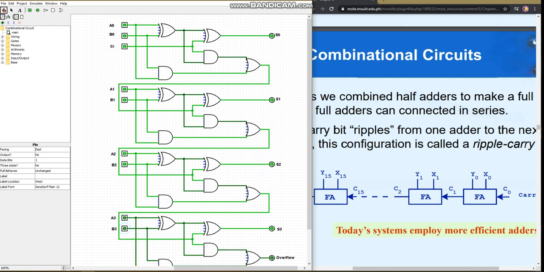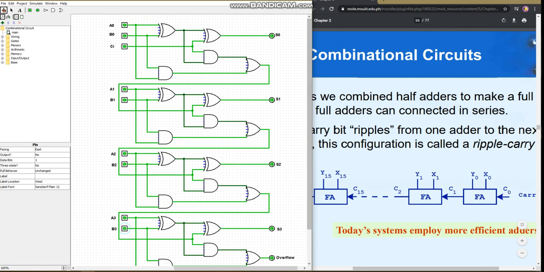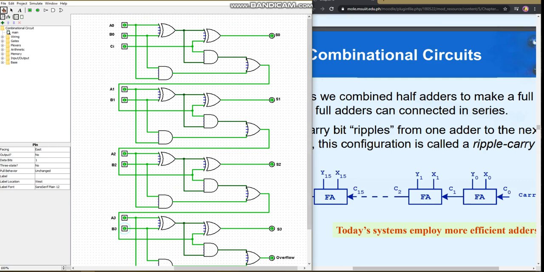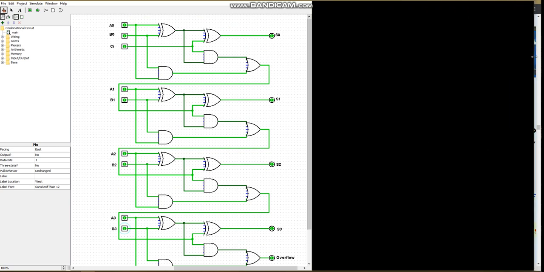So for demonstration, we have here 1 plus 1, it's 2. This is binary. And 3 plus 1 is 4, 1, 2, 4, and so on. So this is my combinational circuits demonstration.